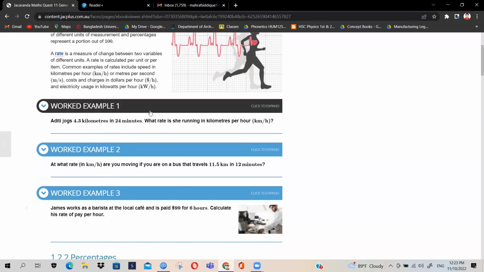Just tell me, it's a very piece of cake math. 4.3 kilometers in 24 minutes. What will be the rate of speed in kilometers per hour? Tell me, tell me. Wait, hold up.